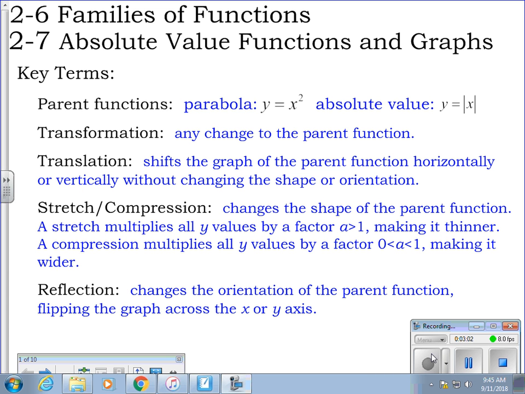So you have parabola, absolute value, straight lines. Normally they point up. With a reflection, they're pointing down. Questions about this?